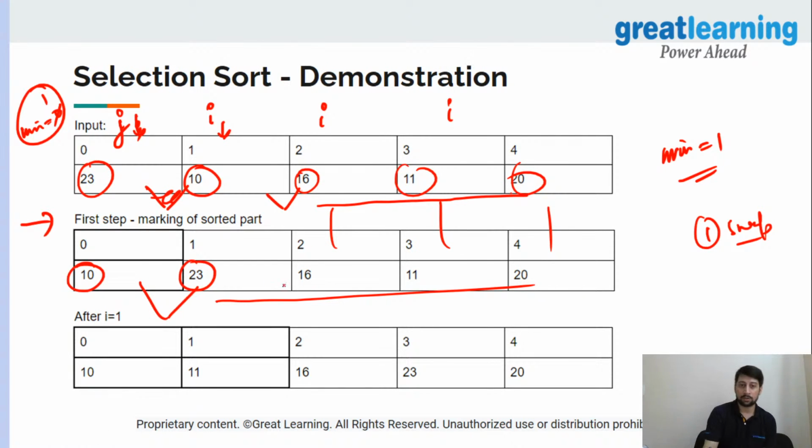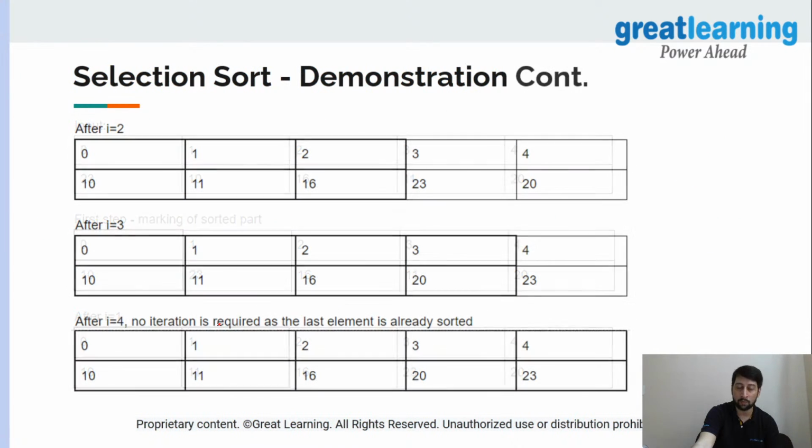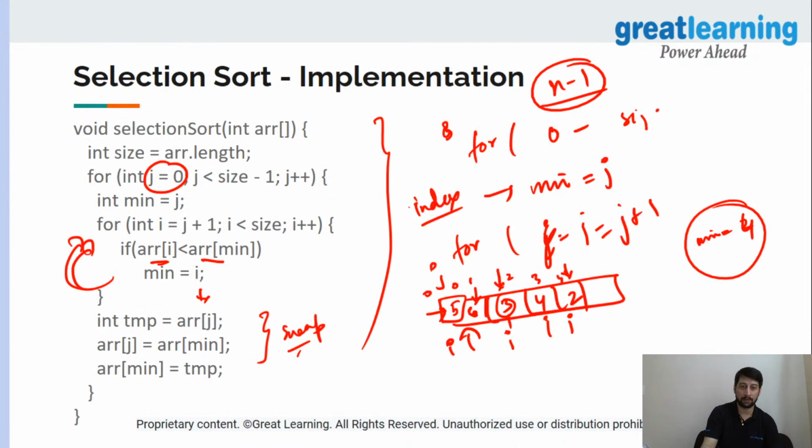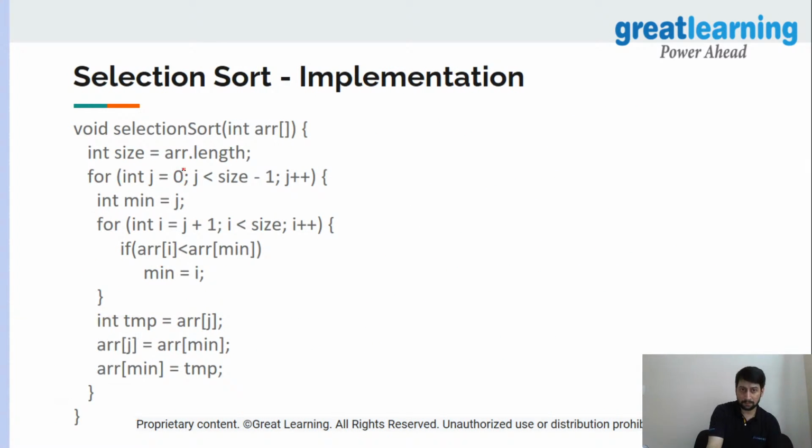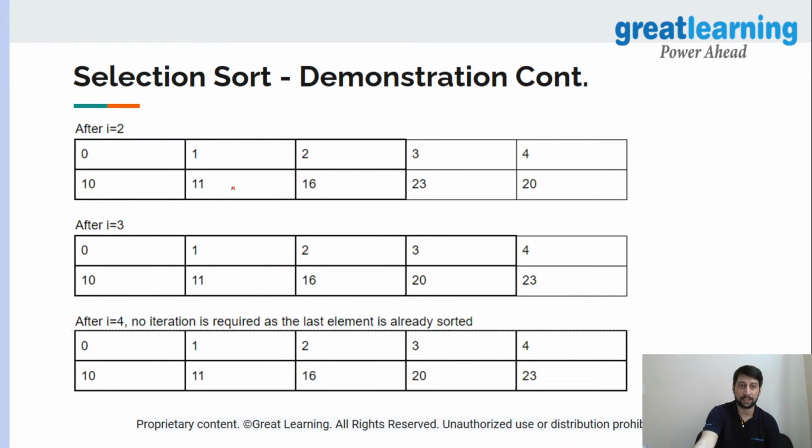Okay, done. Now if you observe carefully, this is our new sorted part. Is there any element that is less than 10? No, this is our new sorted part. Now in the next iteration, what will happen? j will be incremented. Now let's go back to the demonstration.